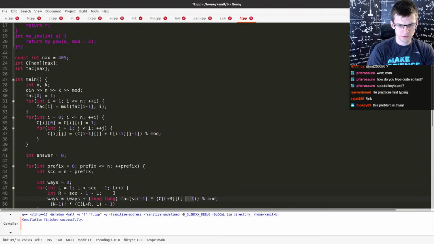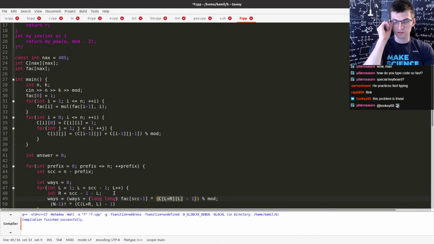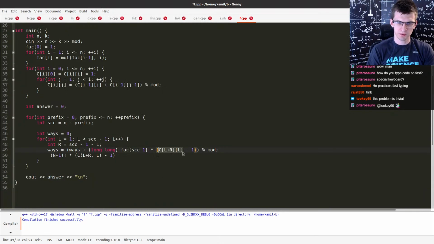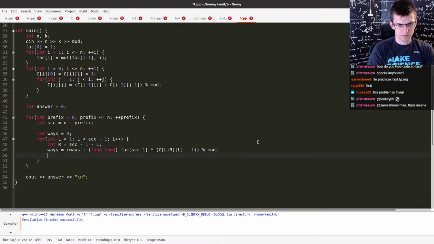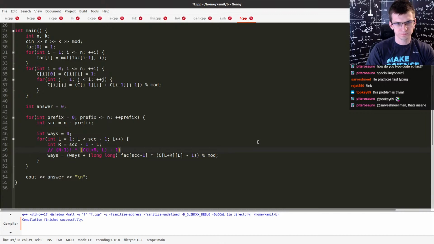I wonder if this can be divisible by mod? It can't. So I don't need to add module here. Interesting. Binomial coefficients aren't random values. They are very special and they cannot be divisible by big integers, big prime integers. That's useful. We have weights, then we focus on the prefix.